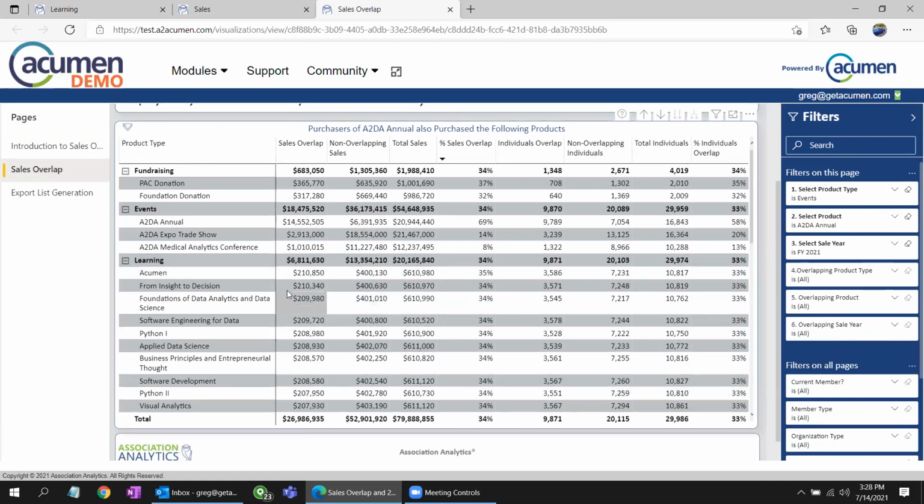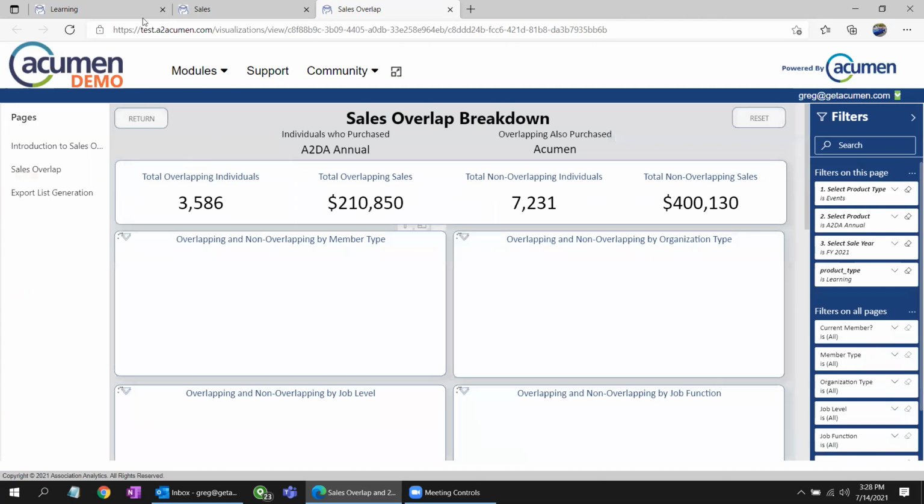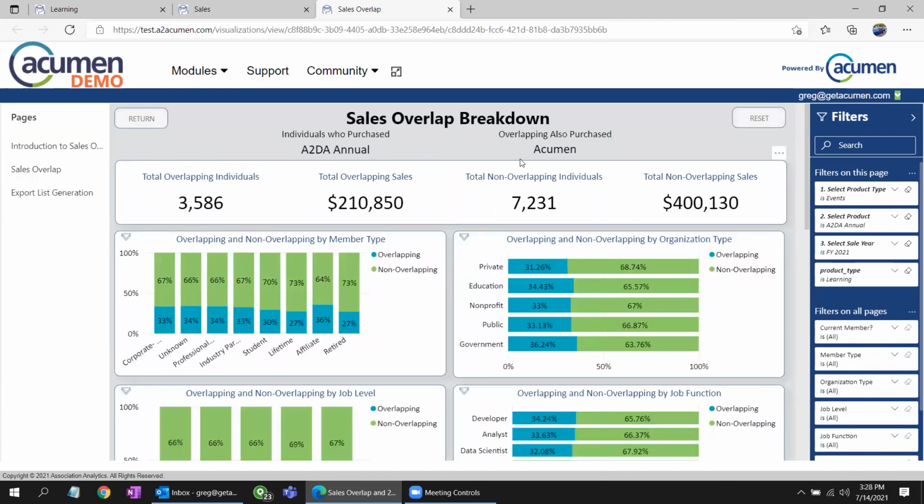So here's where we want to take that action, which is all important. And what I want to do is understand that of all the people who went to my annual conference, 3,000 of them bought this course from us, this Acumen course. That represented $210,000. But in theory, I'm leaving $400,000 on the table because these 7,000 people, it's probably relevant for them as well. We should probably market this content to them.